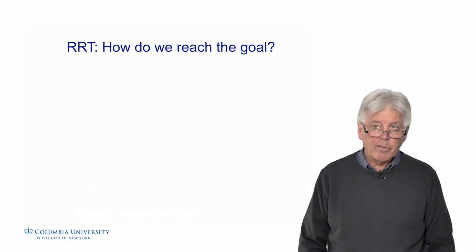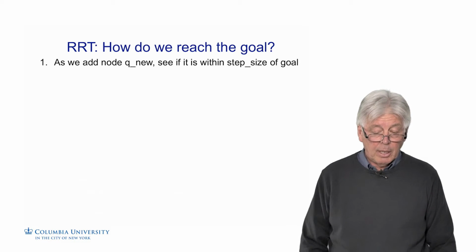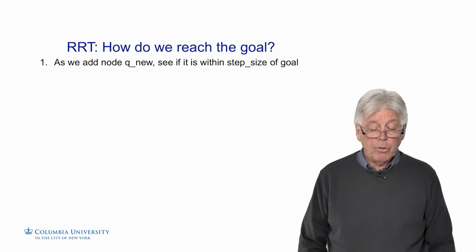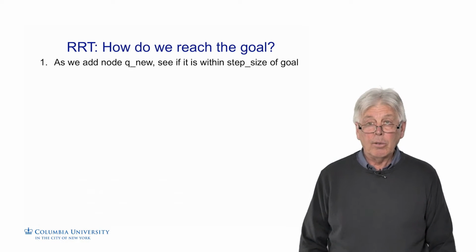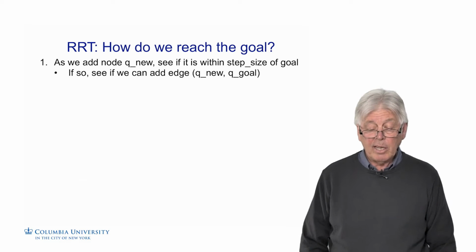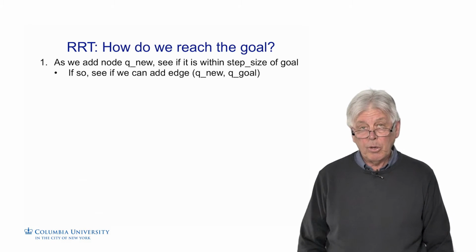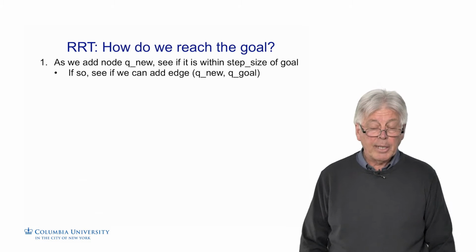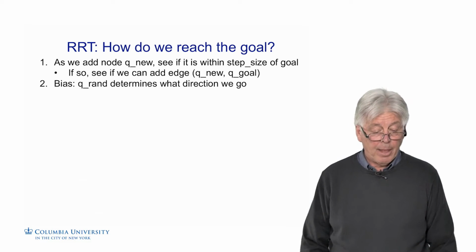So again, you build the tree from the start and you explore this space, but you hopefully want to get to the goal. So one way is as we add each new node, QNew, we see if it's within the step size of the goal. And if it is, we can see if we can add an edge between QNew and QGoal, which means we're not too far away. We can use the local planner, and hopefully we can connect right up to the goal once we get close to it.